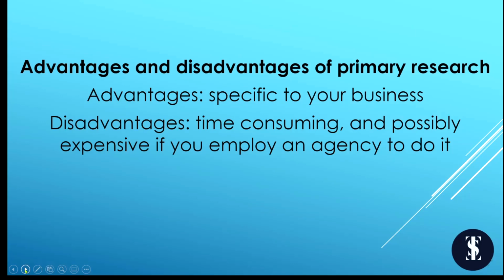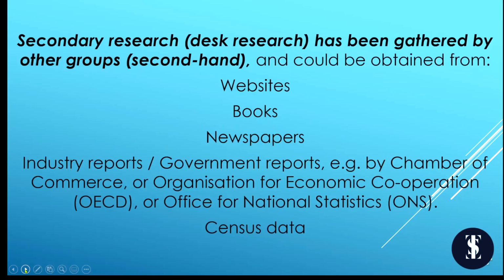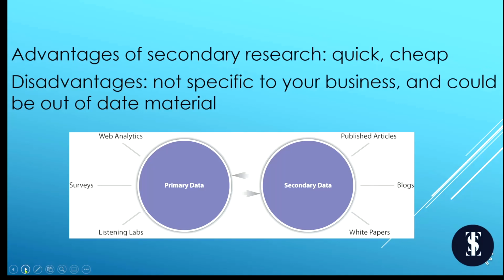Primary research is very specific to your business, which is good, but on the negative side, it can be very time consuming and it can be very expensive if you employ someone to do it for you. Secondary research, or desk research, has been gathered by other people, so it's second-hand information. It could come from a website, or maybe a book, a newspaper, an industry report, a report by the government, or maybe from the census data. Secondary research is quick, cheap and easy, but on the negative side, it may not be specific to your business, and it could be very out of date as well.